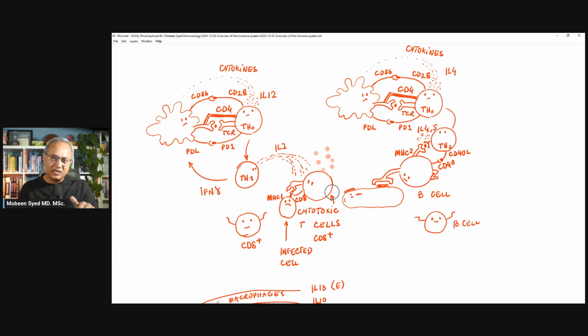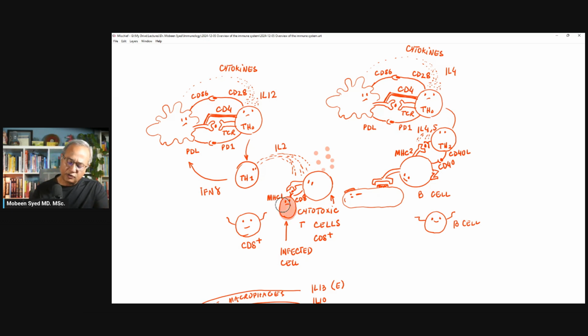But when a professional antigen presenting cell itself becomes infected, then it will present that on MHC1. That means macrophages, dendritic cells, B cells can present antigens on MHC2 and or on MHC1, depending upon if they are infected as well or not.